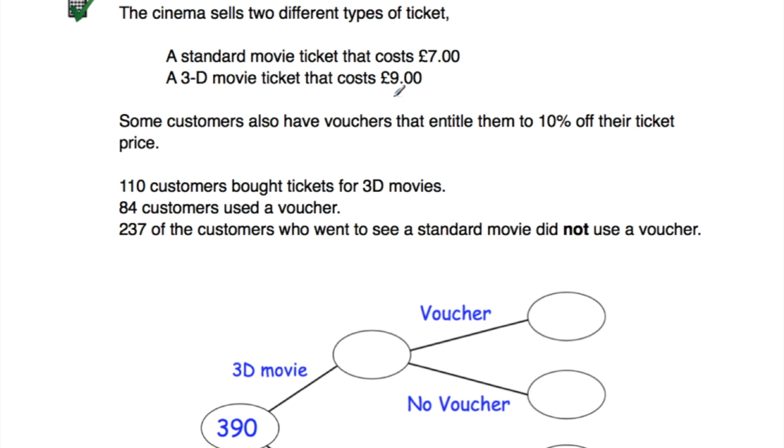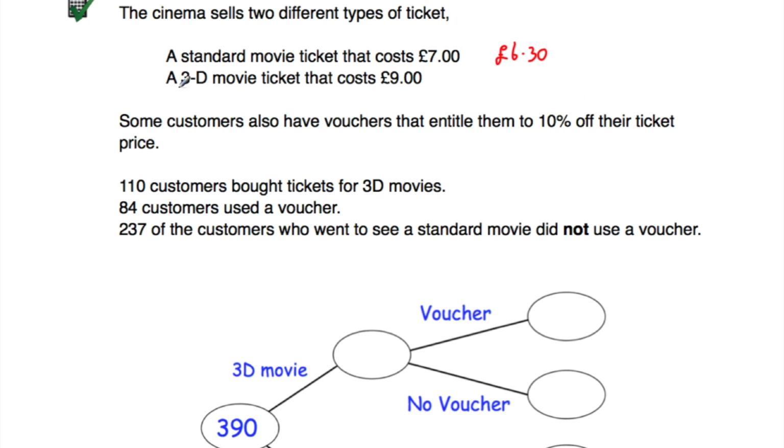So the ones where you wear those 3D glasses. And some of the customers also have vouchers that entitle them to 10% off the ticket price. So there perhaps is a promotion, whether they have this particular voucher, they get 10% off the price. So instead of paying £7, they'll be paying 10% less. So 10% of £7 would be 70p. So that would be 70p less. That'll be £6.30 for those customers if they went to see a standard movie with the 10% off voucher.